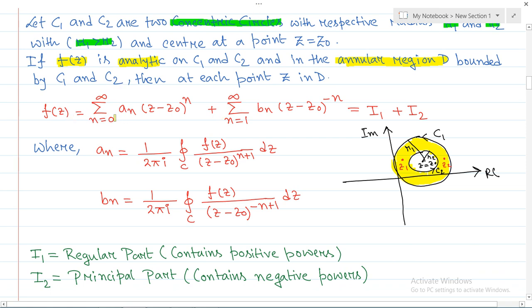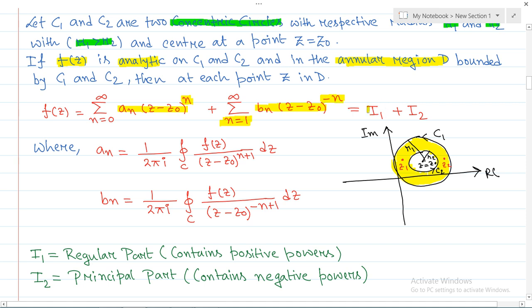the function f of z can be expressed as a form of addition of two series. It is not like a Taylor series. For Taylor series we are having only one series where the terms are coming in the positive power only, right? So here we are having two series: summation n equals 0 to infinity a n (z minus z0) whole to the power n. Another series starts from n equal to 1, not n equal to 0. Why? Because it is a negative power. So if we take n equal to 0, it will become undefined. So it is b n (z minus z0) whole to the power minus n.